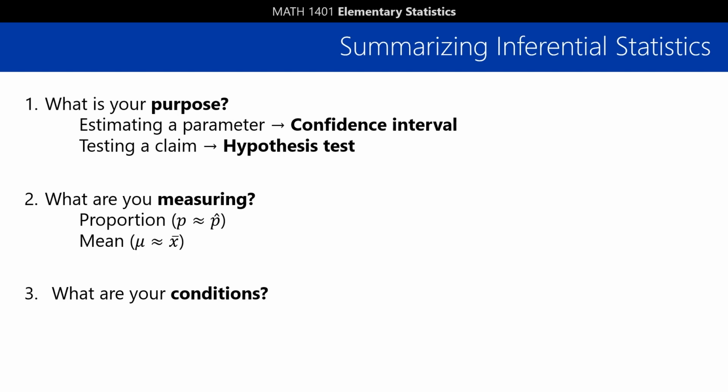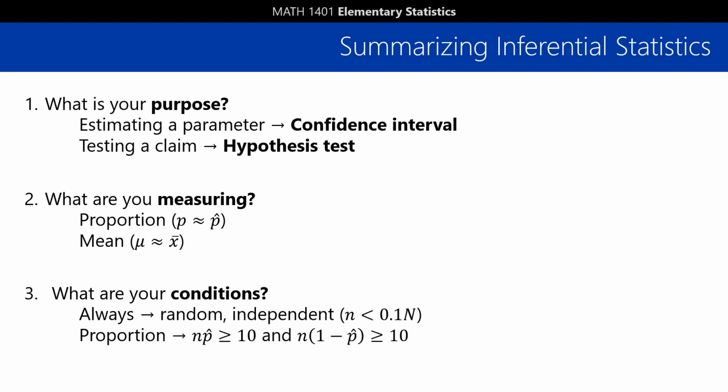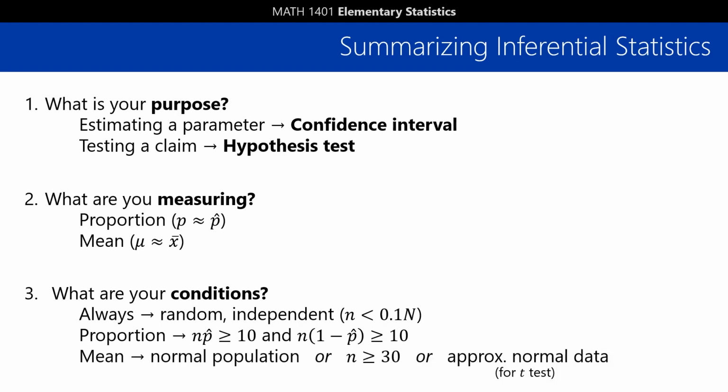Now remember that everything we do with inferential statistics depends on certain conditions being met. We always have to make sure that our sample is random, and that we can treat our sampling process as independent, often by making sure that our sample size is less than 10% of the population. If we're looking at a proportion, we have to make sure that n times p hat and n times 1 minus p hat are both at least 10. If we're looking at a mean, we can proceed if the population parameter is normally distributed, or if our sample size is at least 30, or if our data looks approximately normal when we're doing a t-test.